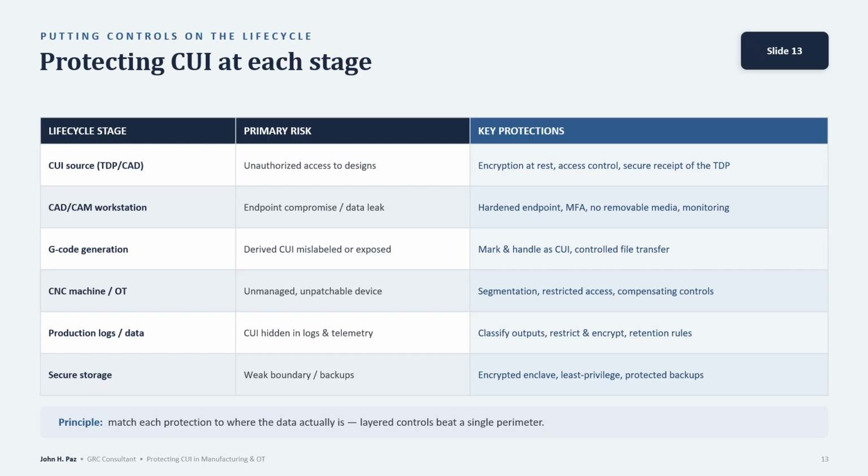This ties the controls back to the life cycle we saw earlier. At the source, encrypt and control access to the designs. At the workstation, harden the endpoint and require MFA. At G-code generation, mark and handle the output as CUI. At the machine, use segmented and compensating controls because you can't always patch it. In the logs, remember, CUI can hide in telemetry, so classify and restrict it. And in storage, encrypt the enclave and protect the backups. Layered controls matched to where the data lives beat a single perimeter.